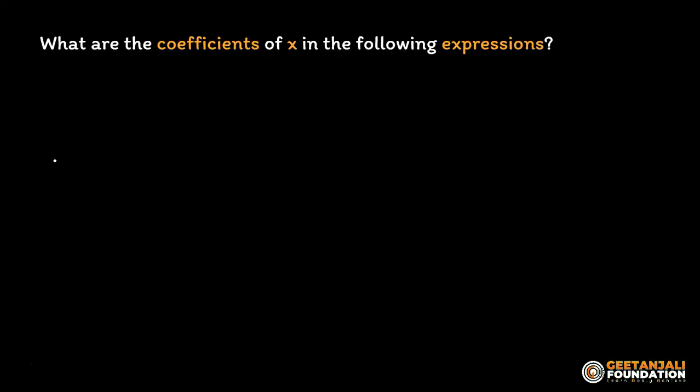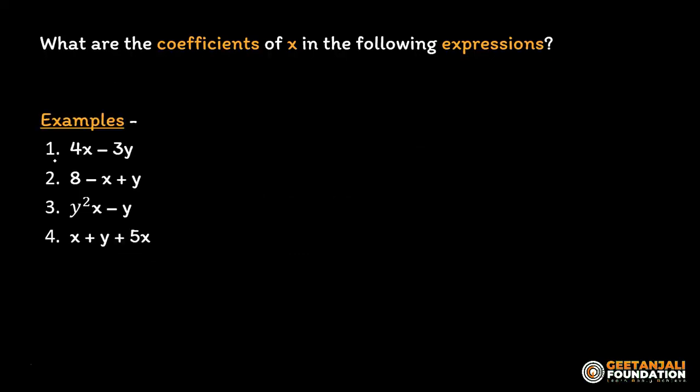Now what is the coefficient of x in the following expressions? These are the examples. We have to find coefficients of x. So in the first example, we see that 4 is multiplied with x. So coefficient of x is 4. 4 is coefficient of x in first example. In second example, we have x here along with negative sign. How do you get this? This is actually minus 1 times x. This gives you minus x. So x is multiplied with minus 1. Therefore, coefficient of x in this case is minus 1.